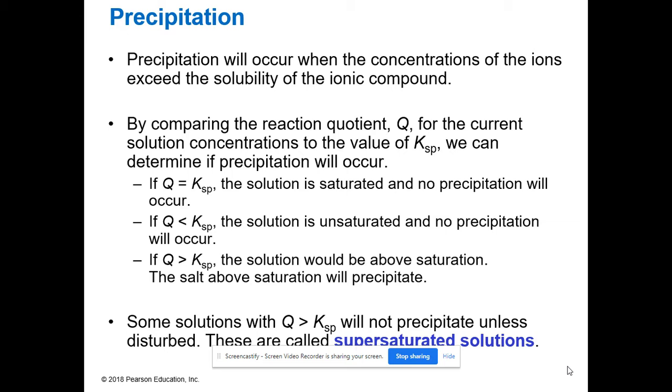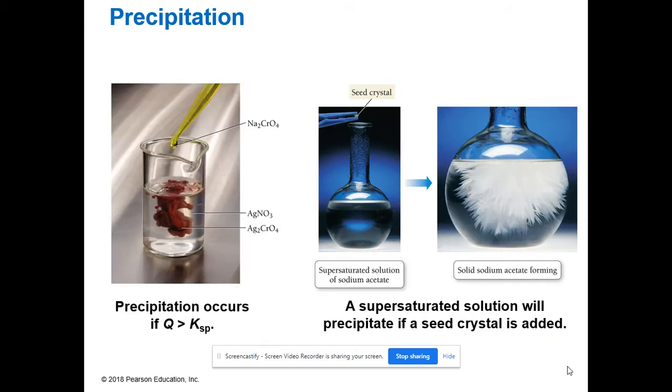Some solutions will end up having a Q greater than a KSP, but we won't see that precipitate until we disturb it. So that would be a supersaturated solution. Remember, that's something like a hand warmer. A hand warmer is a supersaturated solution until you go ahead and break the little piece inside. It will stay supersaturated, but once we disturb it, it will then become a saturated solution. Remember, things will fall out of solution.